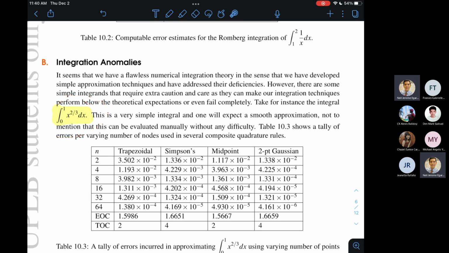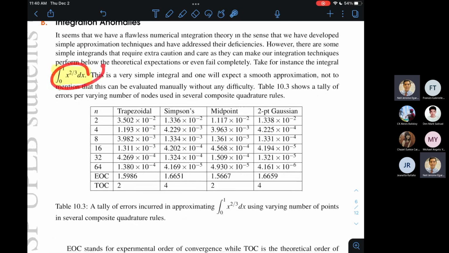Pero kung i-input mo siya sa isang computer, alright? So kasi nga, ang idea natin, kaya ko siyang i-integrate by hand. So ibig sabihin, dapat hindi mahirapan yung computer pag pinagamit ko sa kanya yung numerical integration formulas, alright? So let's see. Pag pinagawa ko to sa computer using the quadrature formulas, namely trapezoidal rule, Simpson's rule, the midpoint rule, and the two-point Gaussian, all right? Ibig sabihin, ito ay composite rules yung ginagamit ko. So, halimbawa, meron akong 2 points. Ito yung makukuha akong trapezoidal, Simpson's, midpoint, and two-point Gaussian.